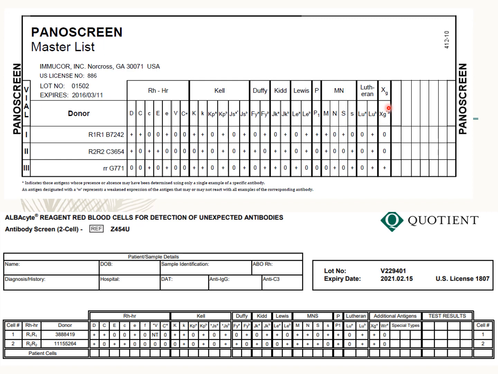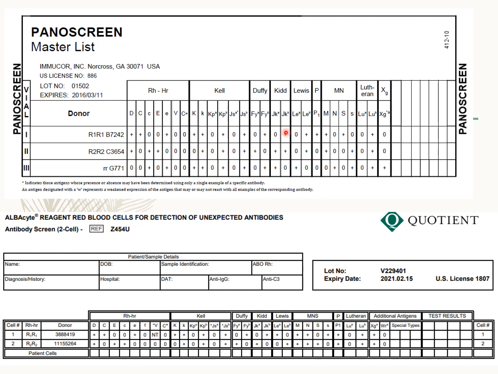So once you test the patient, one thing you will see is if they have antibodies or not. If they don't have any unexpected antibodies, then you should get an all 0 reaction, so no reactions with these cells.